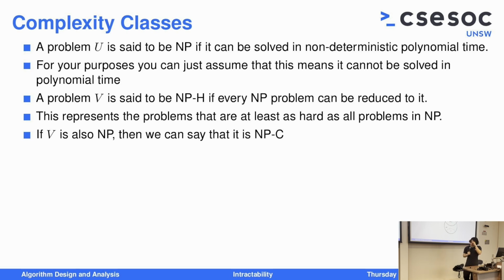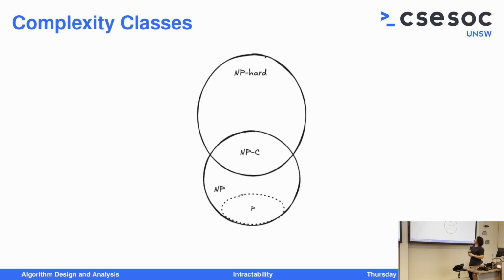Move on. This is your basic diagram of problem complexity classes. Here we have P, which is algorithms that can be solved in polynomial time. We have NP, which can be solved in non-deterministic polynomial time. We can see that P is actually a subset of NP. The reason this is dotted is because, famously, we don't know if P is equal to NP.